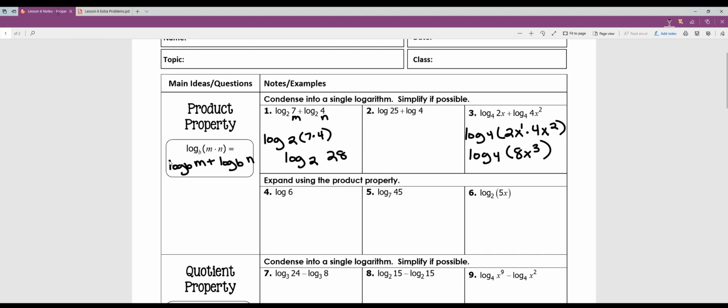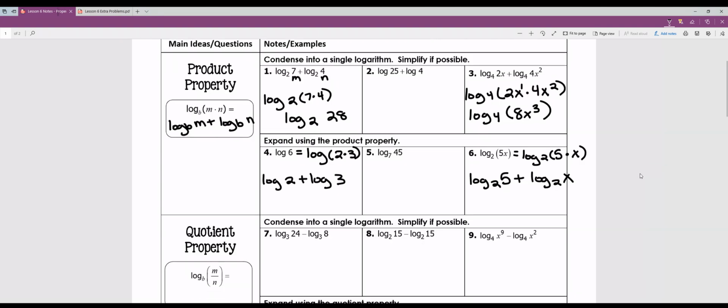Let's look at it the other way around. So log base 6, that's the same thing as log of, say, 2 times 3. And if I have the log of 2 times 3, I can rewrite that as the log of 2 plus the log of 3. So we're doing it the other way around here now. Let's look at number 6. Log base 2 of 5x. That's the same thing as log base 2 of 5 times x. So I can rewrite that as log base 2 of 5 plus log base 2 of x. So that is our product property.